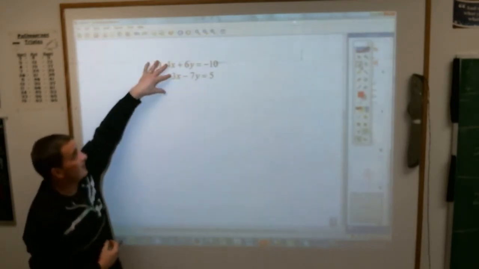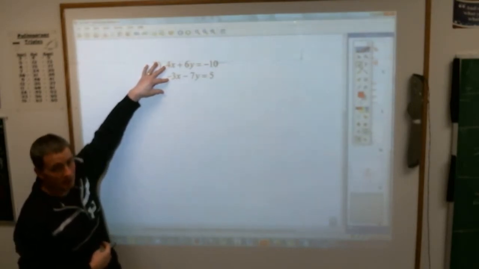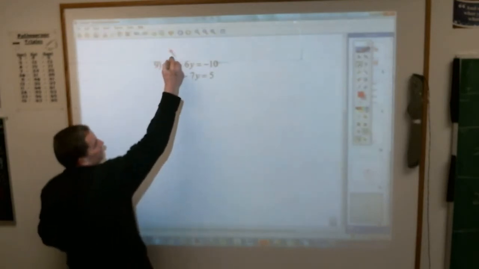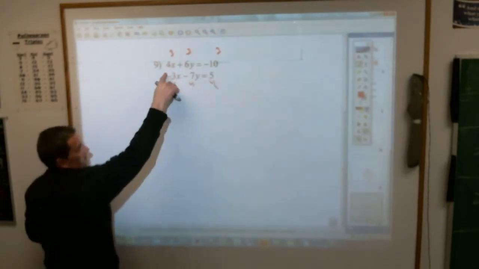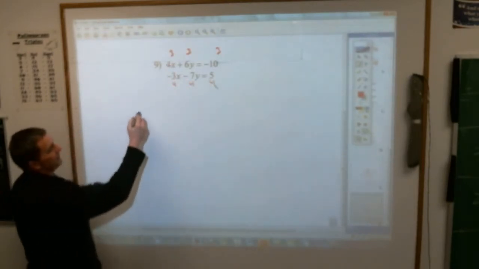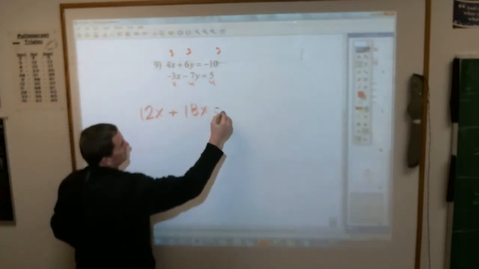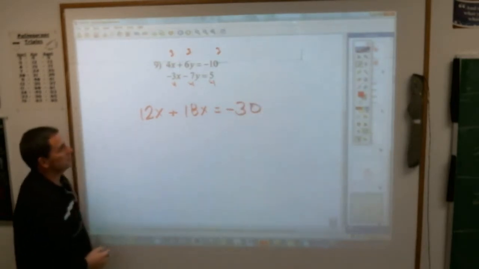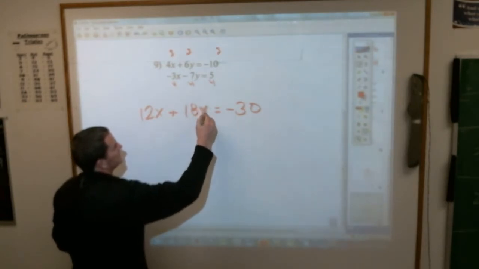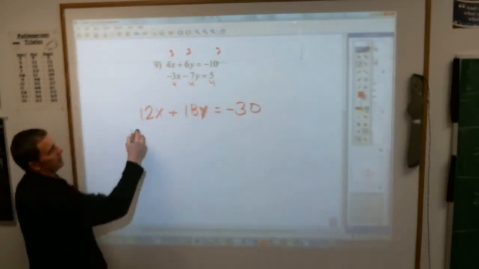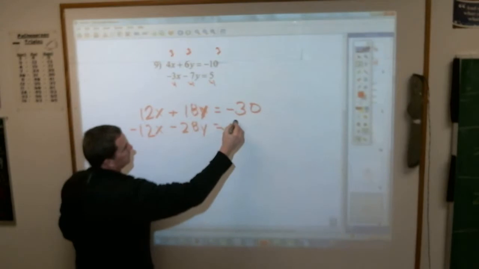The easiest one I would say is if I have a 4 and a 3, I would change them to what? The smallest thing that both 4 and 3 go into is 12. So I'm going to multiply the top by 3's and the bottoms all by 4's. And they're already opposites, so you don't have to worry about negatives or positives. So you end up on top with 12x plus 18y equals negative 30. Is that what you got, Christina? No, 18y. Yes, 18y. And on the bottom you end up with negative 12x, which is good, minus 28y equals 20.